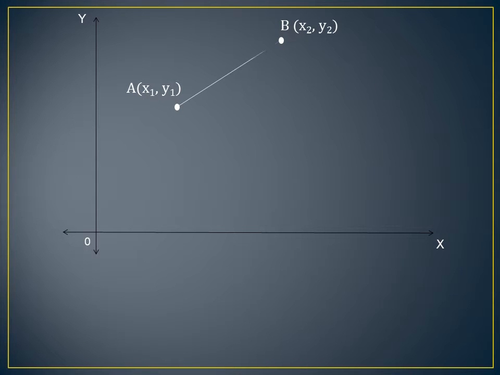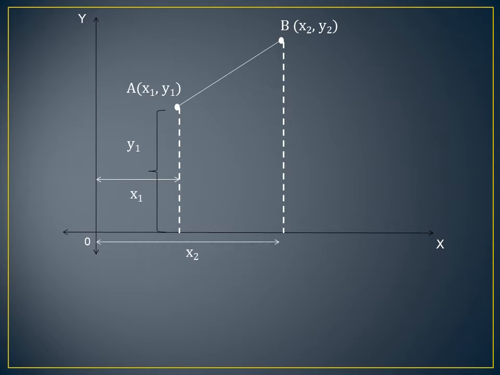Now the x coordinates are always called abscissa and the y coordinates are known as ordinates. Since the abscissa of point A is x1, its distance from the origin on the x-axis will be x1. Similarly, its distance from the origin on the y-axis will be y1. In the same way, we get the distance for point B as well.